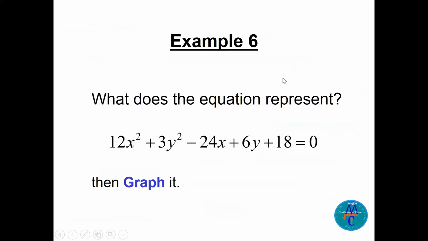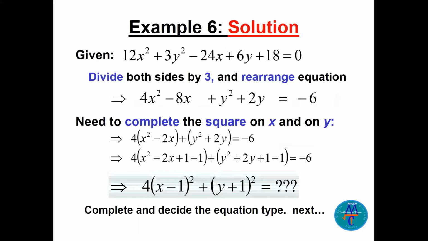Let's start with examples. What does the equation represent? 12x squared plus 3y squared minus 24x plus 6y plus 18 is equal to 0. Graph it. The whole idea here is to complete the square. Remember, guys, completing the square. If we can simplify, sometimes we can simplify, we have to do it. It's better. Let's divide by 3 here. Not always we can do that. So divide by 3 and rearrange the equation.